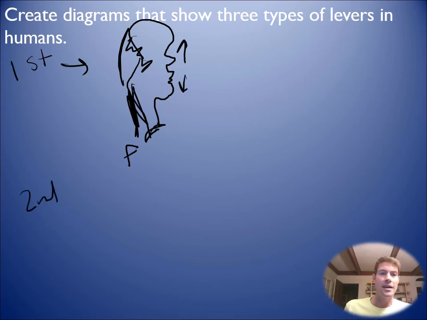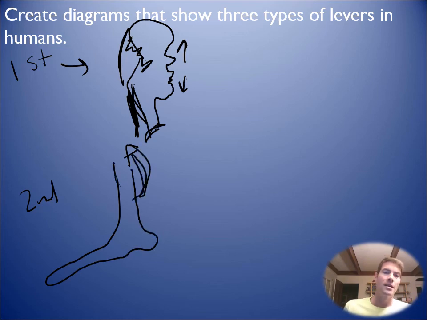The second class would be, think about your leg. So let me draw. This is what it shows in the book. So you draw your foot, you got your heel, you got your calf muscle. Here you have the fulcrum out here. This is like your wheelbarrow, and this is the load. And you're going up and down. This is the force you're exerting over here.